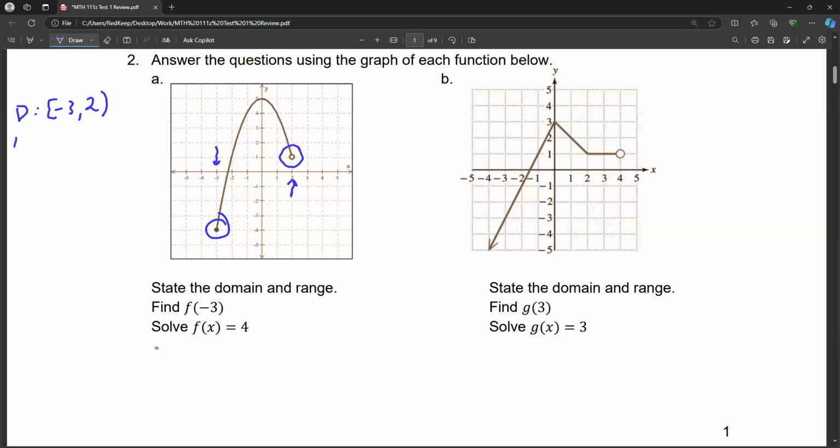Okay, so next, the range. Now we're looking at the y values. And so we note the lowest y value is going to be -4, and it is a solid dot. So we know that -4 is going to be included, and we use that square bracket to indicate that -4 is included in the range. Next, the highest y value, or the largest y value, for the range is going to be +5. And here we're also including +5.